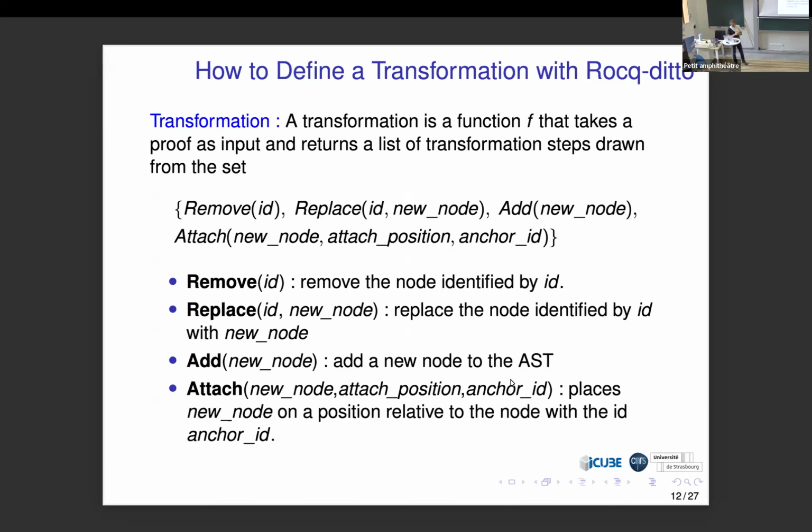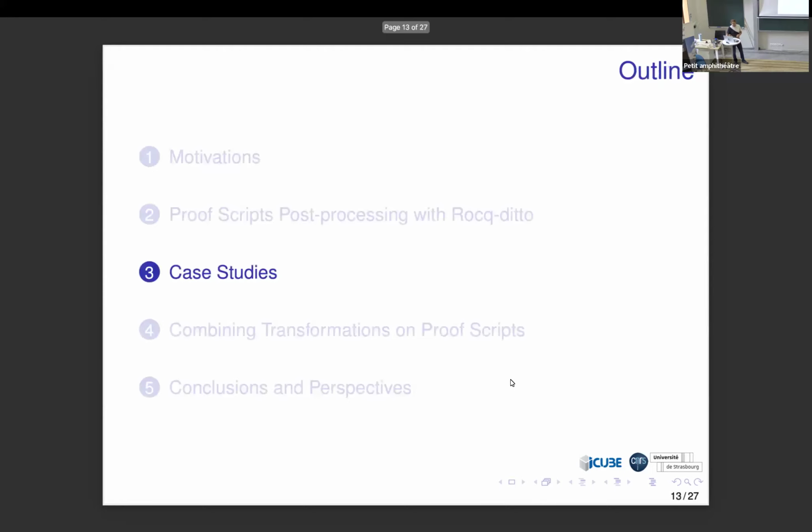So how do we define a transformation with our tool? A transformation is a function that takes a proof as its input and returns a list of transformations, which are one or more of the following: to remove something, to replace something by something else, to add something more, and to attach, which tells you how it will be pretty printed in the scripts. This is where you will link it in your proof structure.